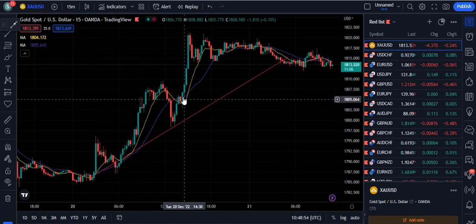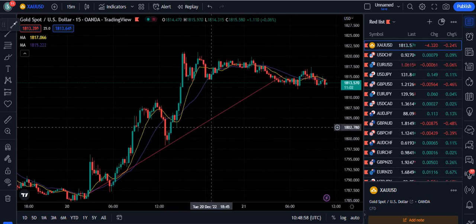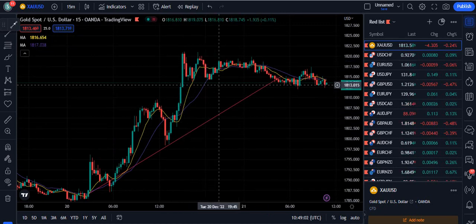Here you have a bearish crossover, so you are not going to trade this crossover because the trend is up as per the trend line. Again the bullish crossover happened, you can simply trade this one.